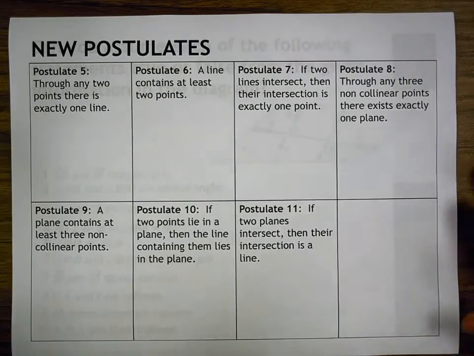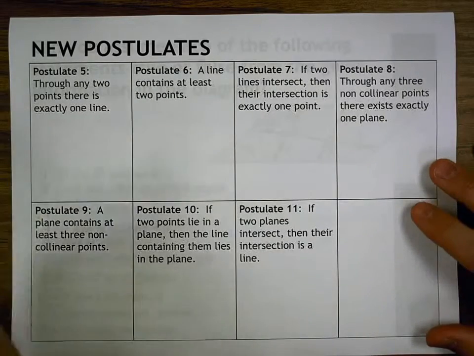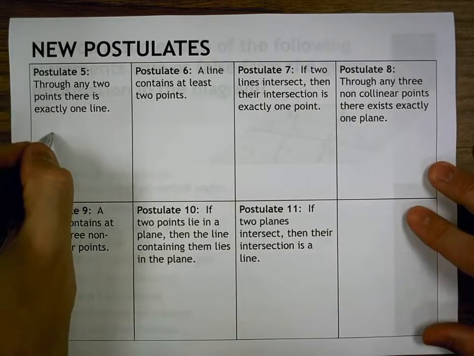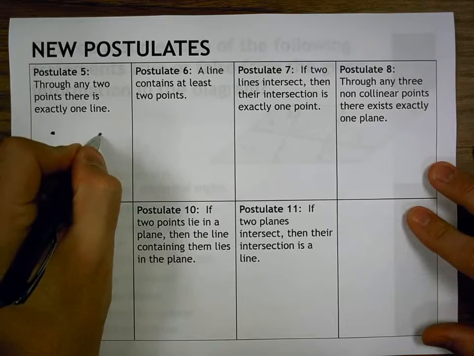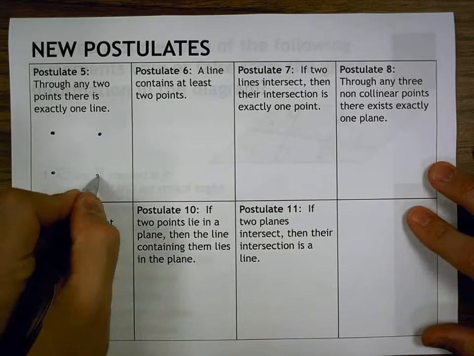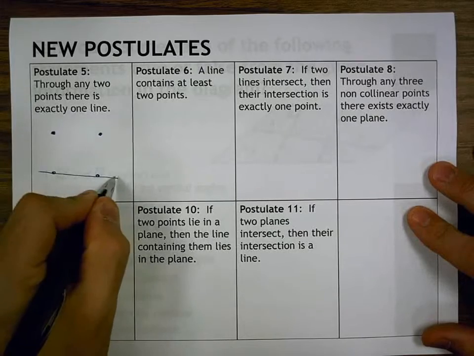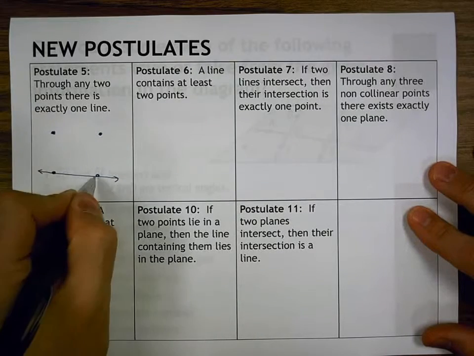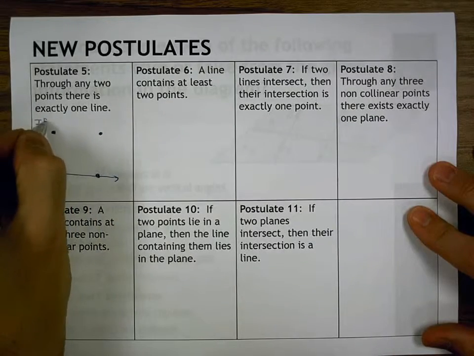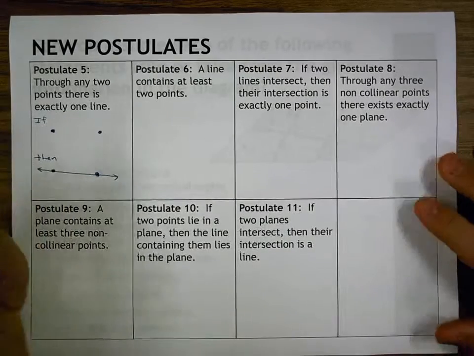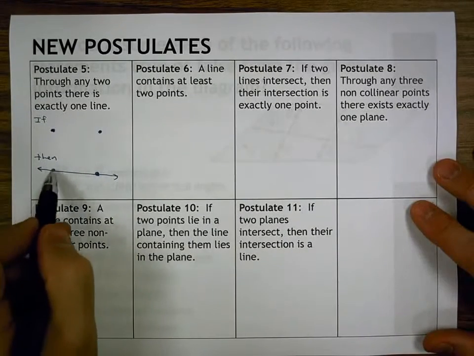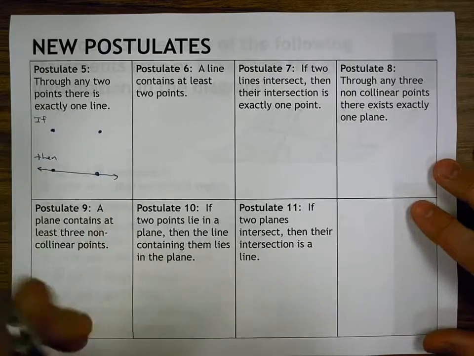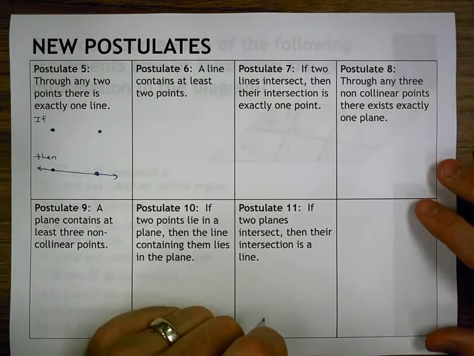So through any 2 points, there is exactly one line. So 2 points guarantee that I have one line. So if I have 2 points, then I have one line. I can't draw another line. It's not going to bend around. There's going to be one line through it.